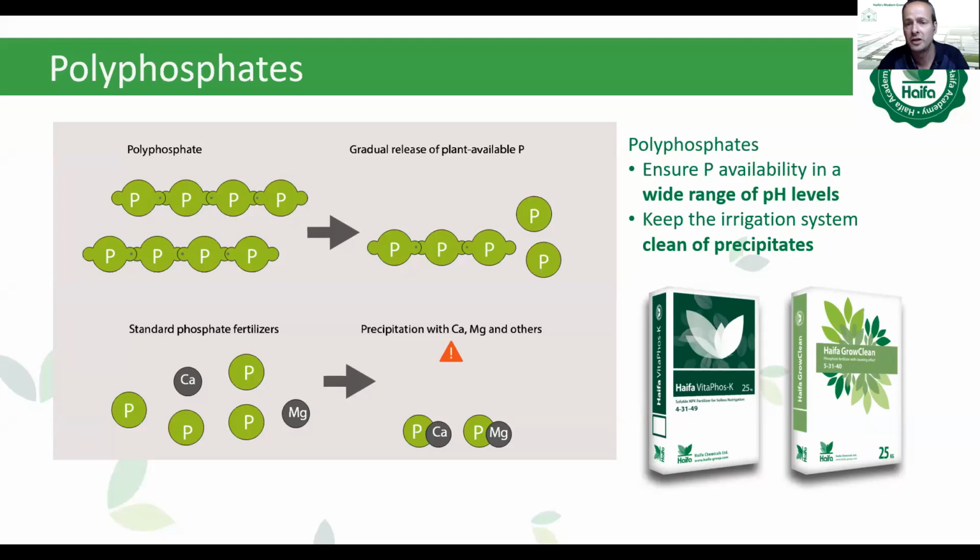On the right screen above the bags, you also see keep the irrigation system clean. Also there we see some activities in the market where we bring a low amount of polyphosphates into your recipe, which automatically cleans your system against mineral precipitation. And that's also one of the benefits, because we want to bring all elements to the plant.